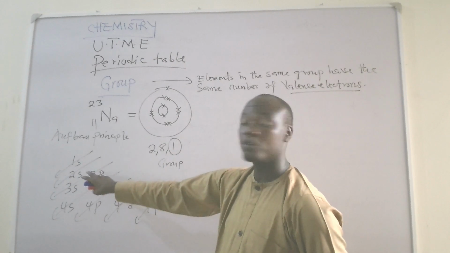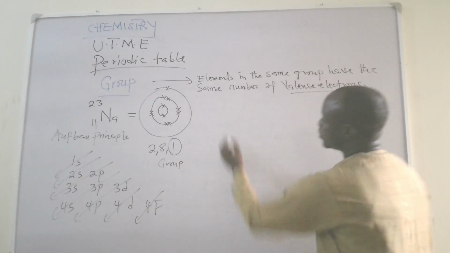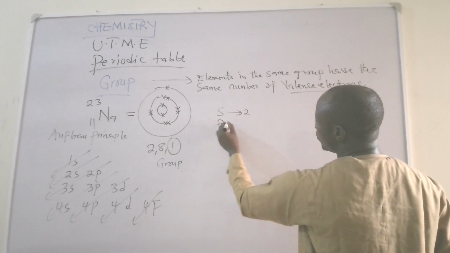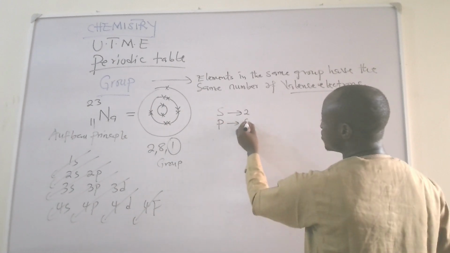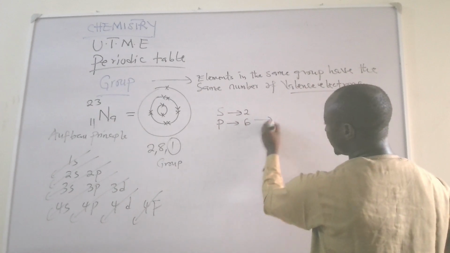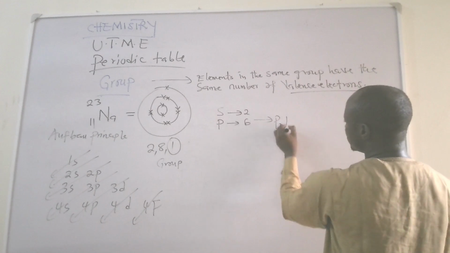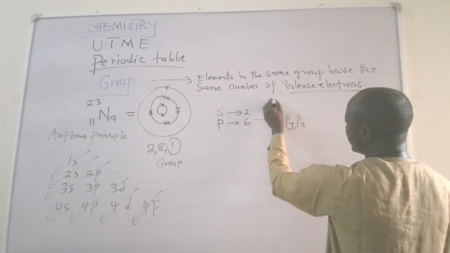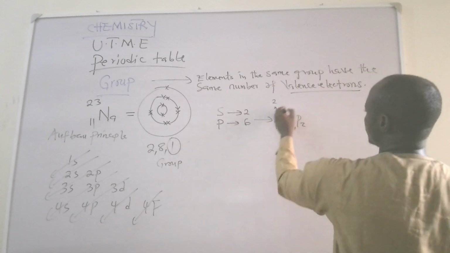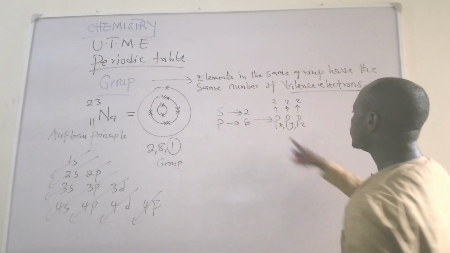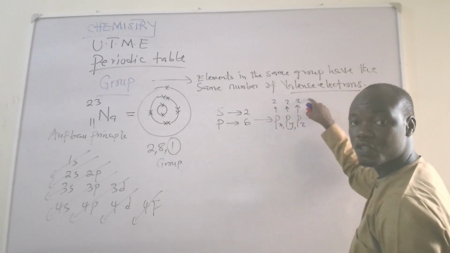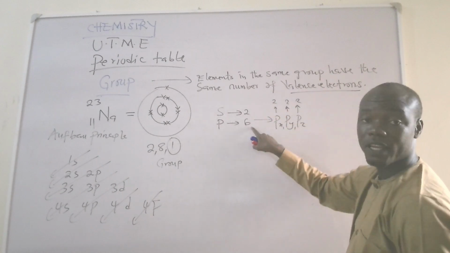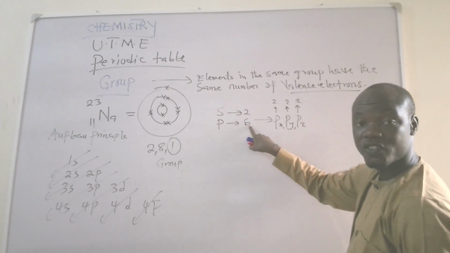Generally we have 4 atomic orbitals. We have s orbitals, and s orbitals accommodate a maximum of 2 electrons. And we have p orbitals, which accommodate a maximum of 6 electrons. These p orbitals are divided into 3: px, py, and pz. Each of these accommodates a maximum of 2 electrons. So 2 plus 2 plus 2, we get 6. So p orbitals accommodate a maximum of 6 electrons.